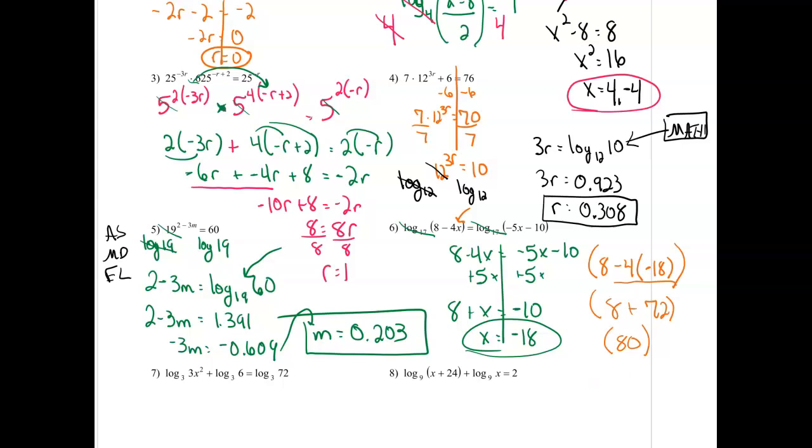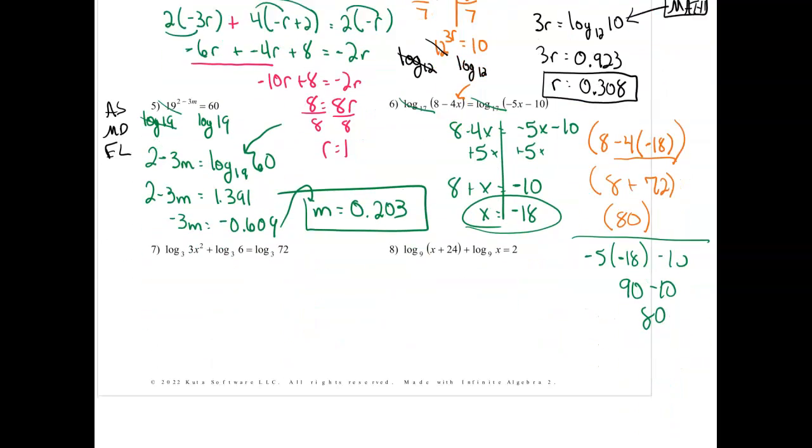Whoops, lost my 5. Let me switch colors. So the other argument, I'll take -5 times -18, get a positive 90, subtract 10, and I get 80. And so I do not have an extraneous solution. The -18 works.